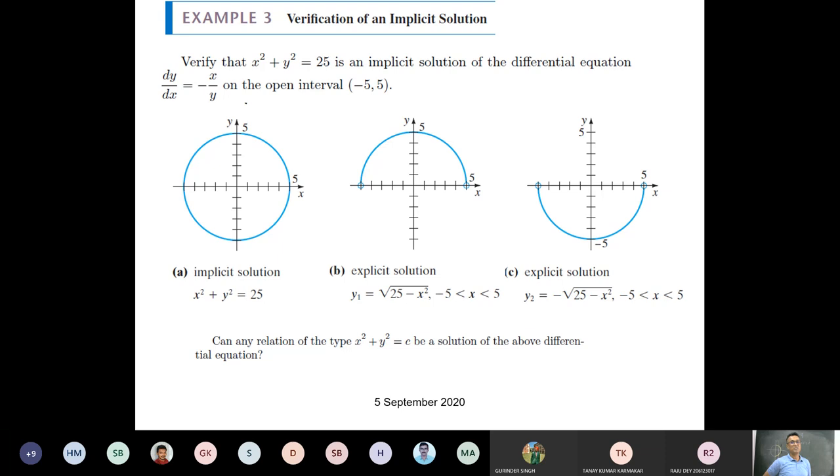Just look at the expression. Obviously, that expression satisfies the given differential equation, right? Or you can retrieve the given differential equation out of the expression x squared plus y squared equal to c. But can it be a solution or an implicit solution? That is the question.